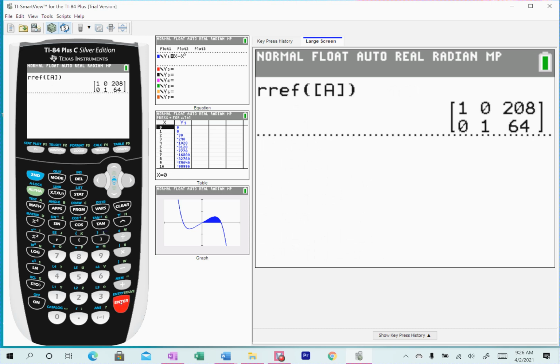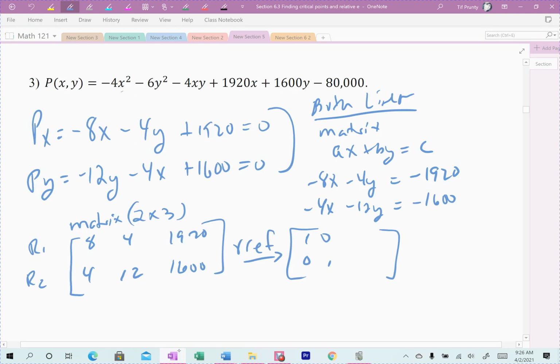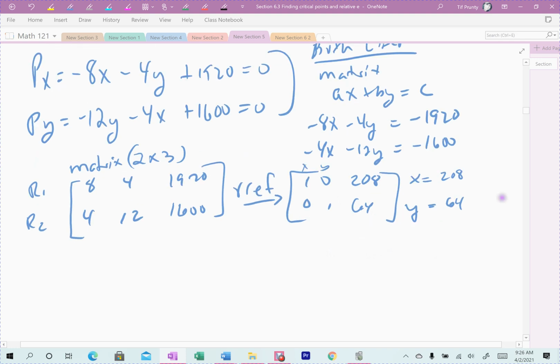Alright, so we get 1, 0, 208, 0, 1, 64. I think I said 280, it's 208. And so what this is, well, this was an x value, this was a y value, and so the first line gives me my x value, x is 208. The second line gives me my y value, 64. And so there it solved it for you.